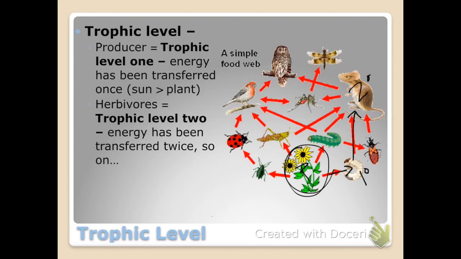In addition, it's important to keep in mind that one organism could occupy more than one level depending on what it eats. For example, if this is trophic level 1 with the plant, then this mouse could be 1, 2, 3, or if we take a longer path, it could be 1, 2, 3, 4. So each organism could occupy a different trophic level as well.